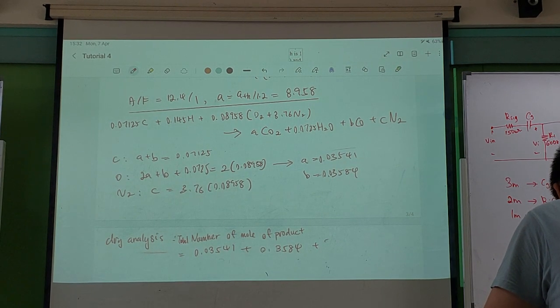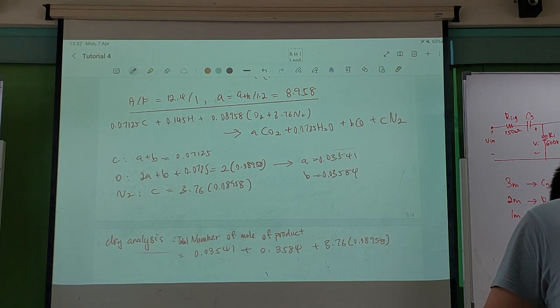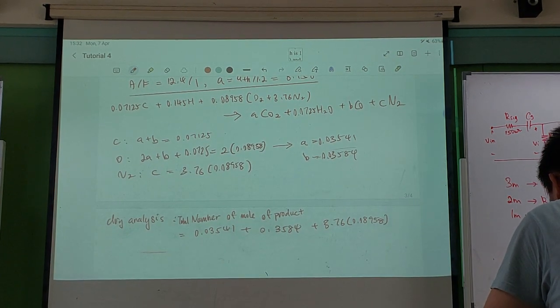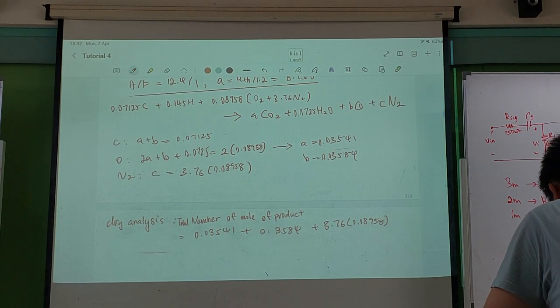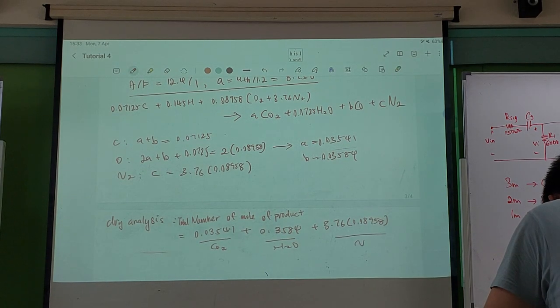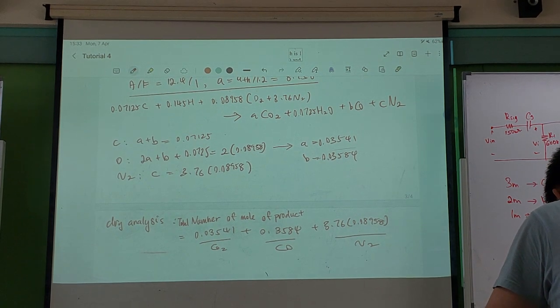And plus 3.76, 0.08958. So this will be the total number of moles. You take the CO2 one, the CO, and the N2. There is no H2O in this case. You only have the CO2, CO, and N2.